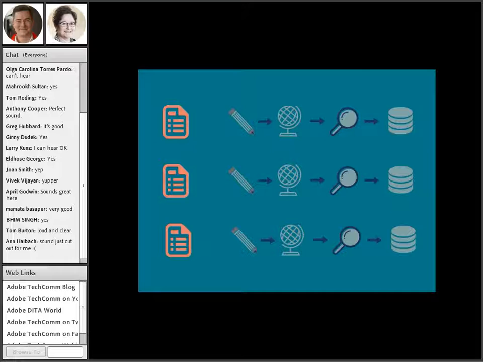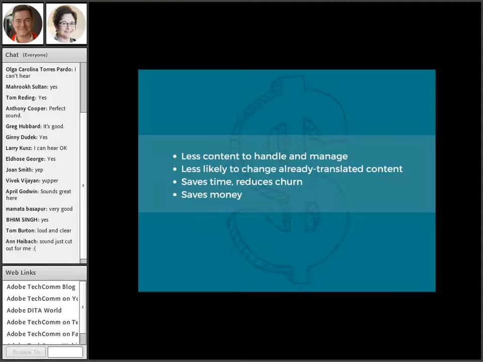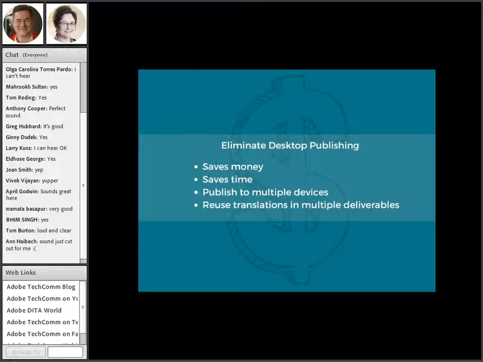It's really hard for me to explain that this makes a big difference in the entire process. You're less likely to change already translated content because you haven't sent it to translation. If I don't have it, I'm not going to change it. It saves time, it reduces churn, and it saves money. Just the process of taking your monolithic blob and putting it into structured topics reduces the churn, saves time, and saves money, particularly on desktop publishing. And this is really where we've seen the biggest gains in terms of cost savings.